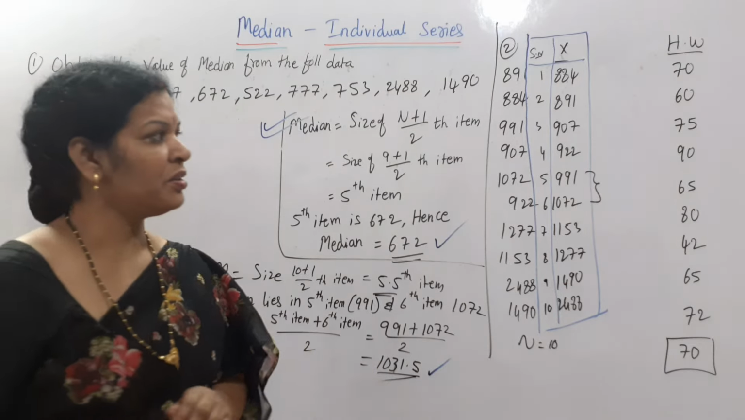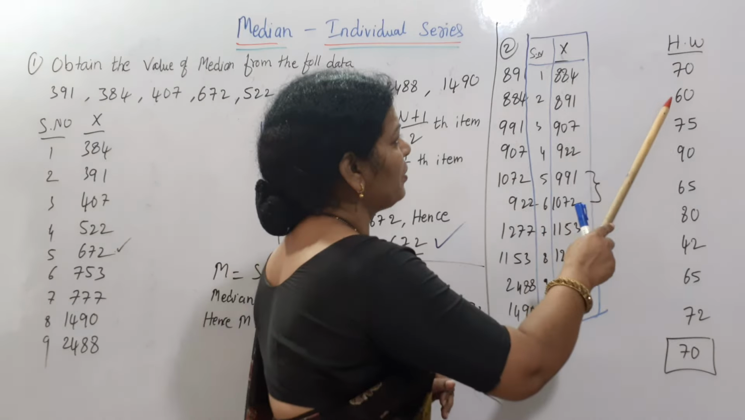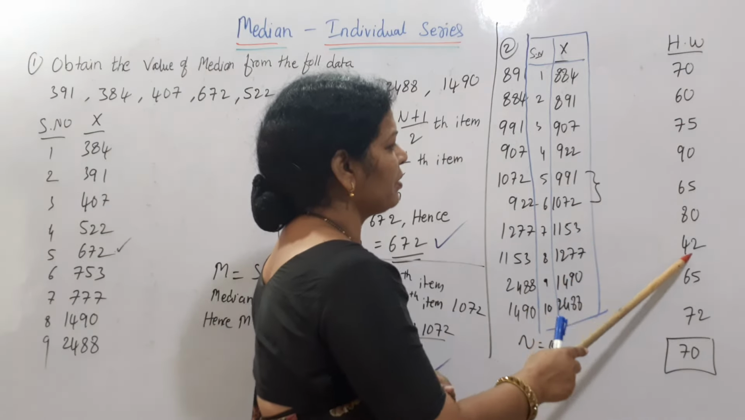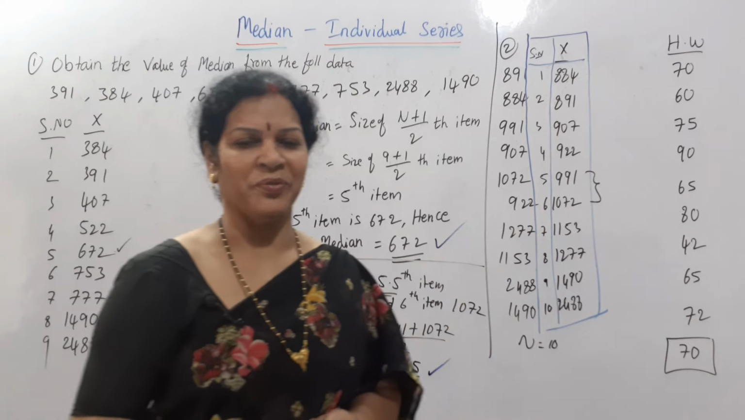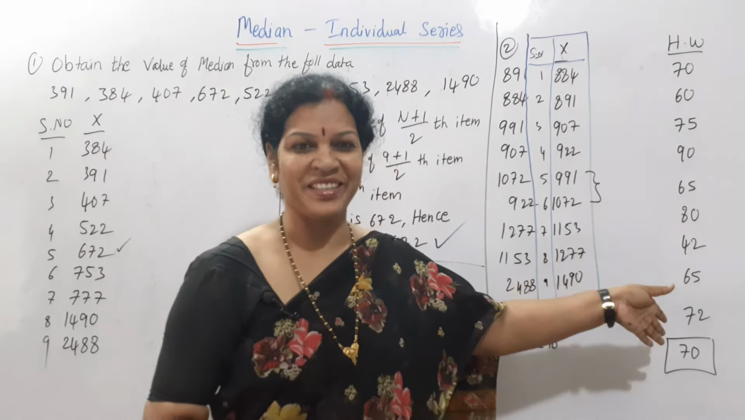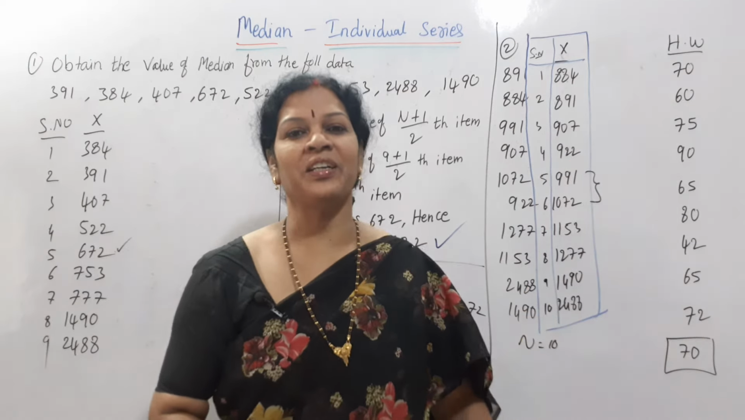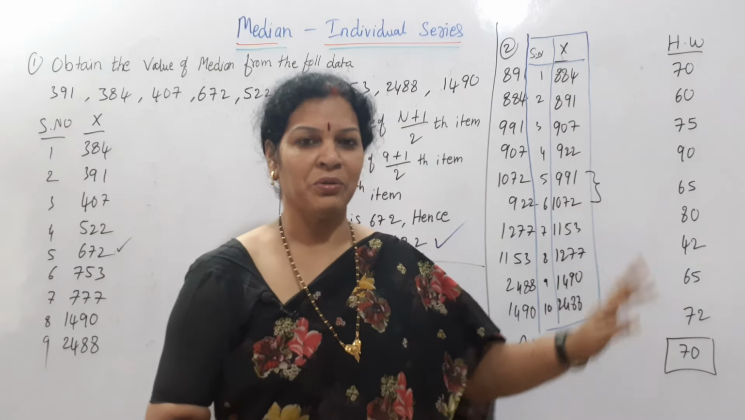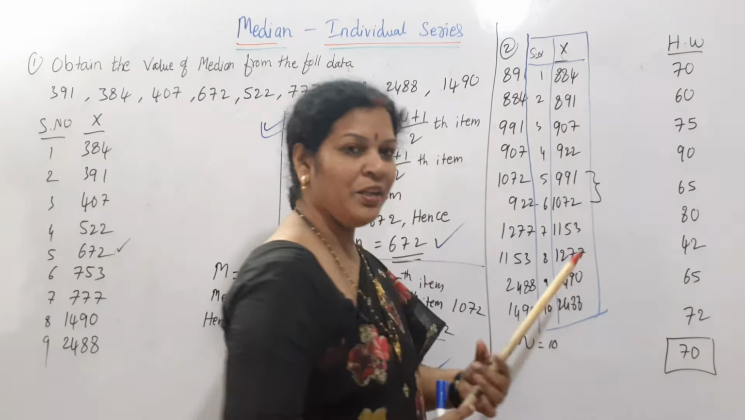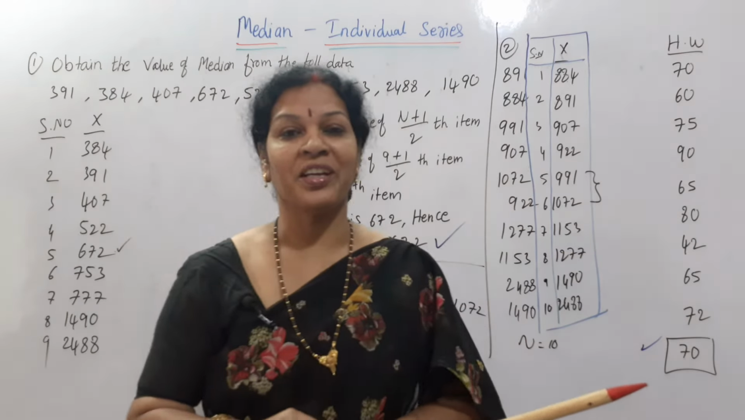If you understood, this is the homework problem. How many numbers are there? 1, 2, 3, 4, 5, 6, 7, 8, 9. Oh, that is easy problem for you. Odd number is given, arrange it in ascending order, and 5th item, I mean n plus 1 by 2th item. Find out whatever you get. Ultimately your answer should be 70. How many of you are getting?